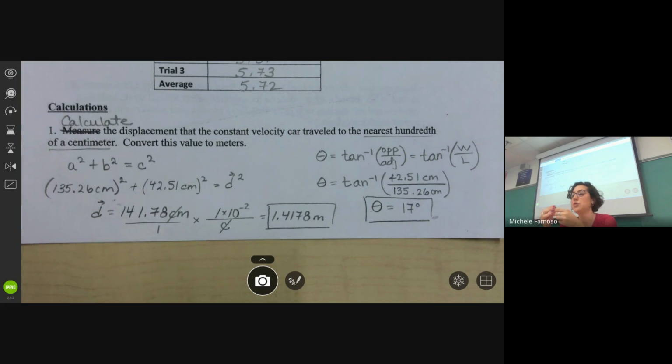And then once you have them, check with your partners to make sure you're getting the same displacement in centimeters and the same angle in degrees, because you should be.